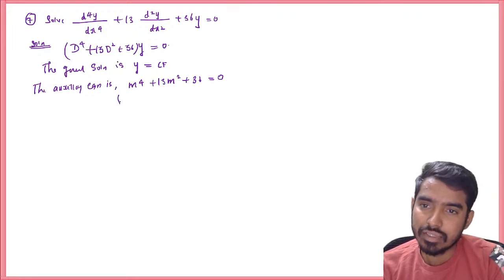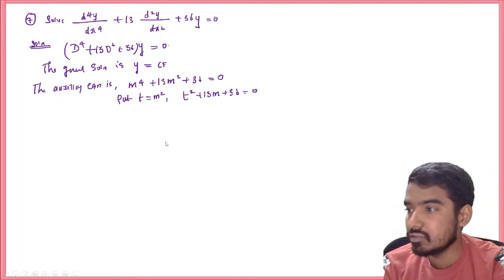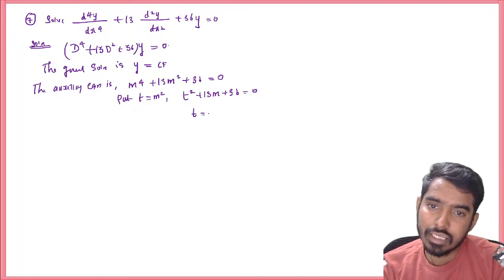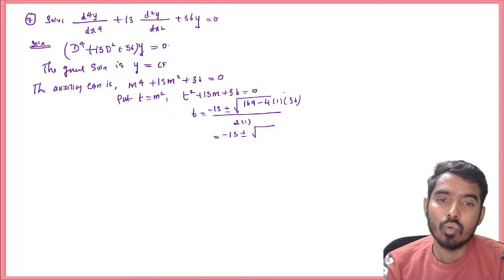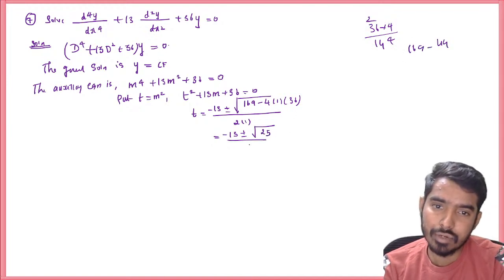So when we solve this equation, put t is equal to m square. That will be t square plus 13 t plus 36 is equal to 0. So we'll solve this. t is equal to minus b plus or minus root of b square minus 4ac divided by 2a, which is minus 13 plus or minus root of 169 minus 144, since 36 times 4 is 144. So 169 minus 144 is 25. Root 25 by 2. So minus 13 plus or minus 5 by 2.